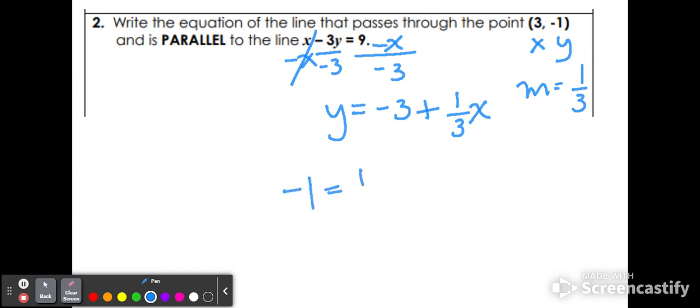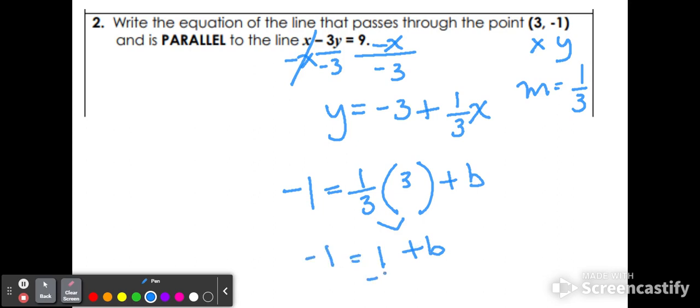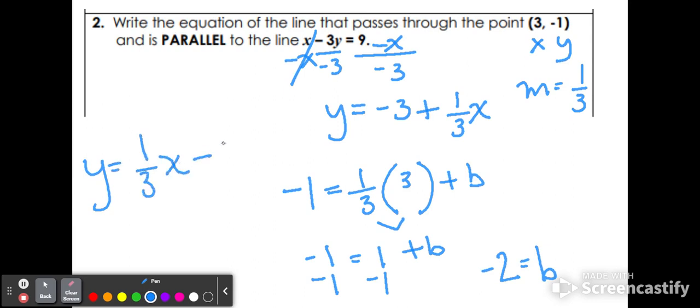Y equals mx plus b. This will multiply and become 1. And then we'll subtract 1 from both sides, and that will make it so that our b value is -2. So the equation will be y equals 1/3 x, subtract 2.